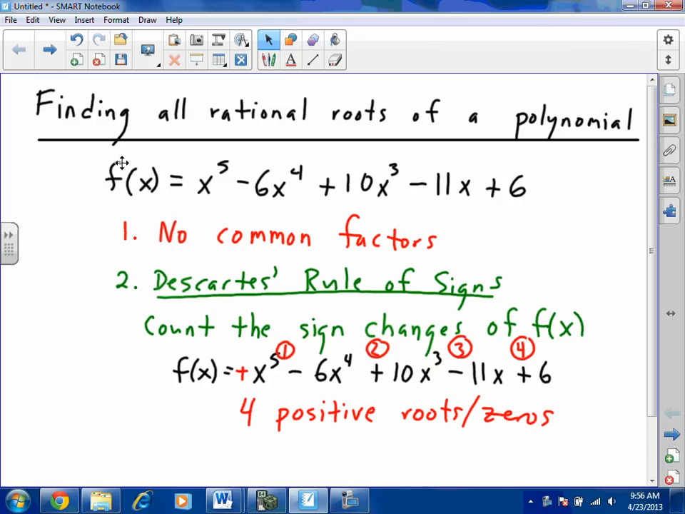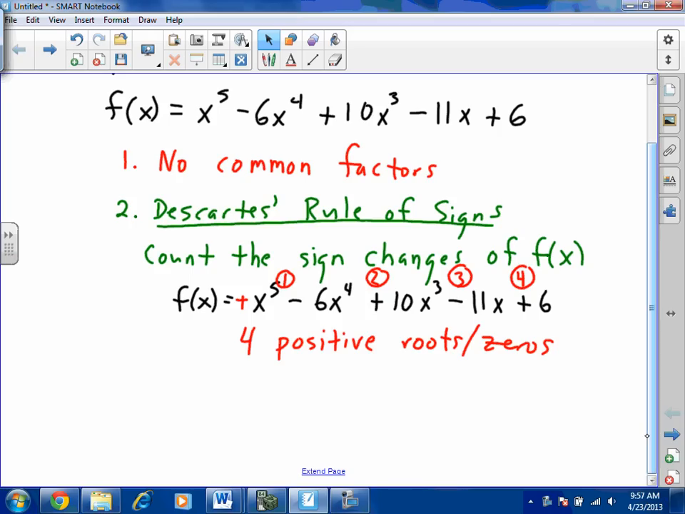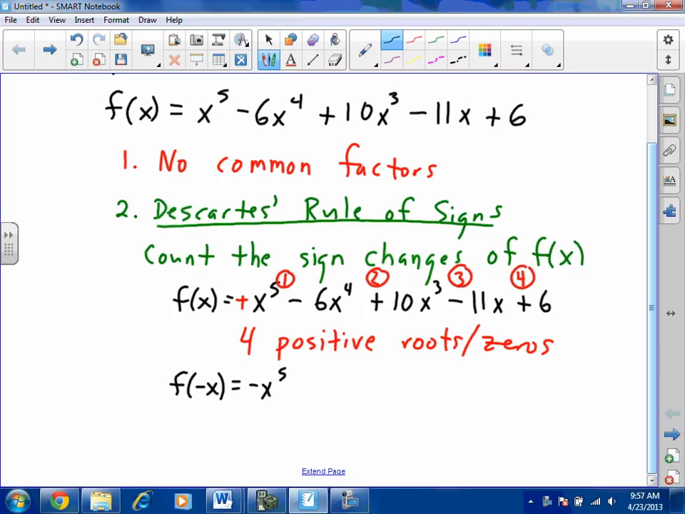Okay? So 4 positive roots or zeros, which means we probably have 1 negative. Well, then we can check that by using f of negative x, which we realize is going to be negative x to the 5th. Doesn't change when we put it into the 4th. Negative x to the 4th is still x to the 4th, so it's negative x, 6x to the 4th.